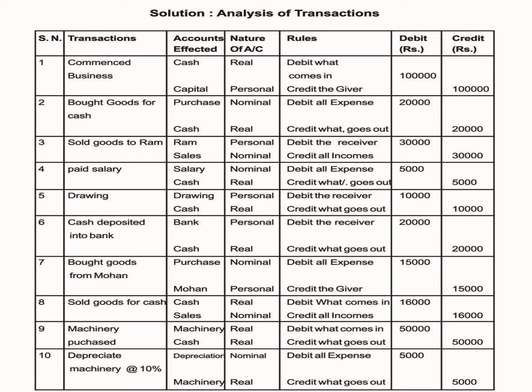In the ninth transaction, both machinery and cash are real accounts. Here the rules are debit what comes in and credit what goes out. The last transaction, depreciation is a nominal account. Here the rule is debit all expenses and losses. Machinery account is a real account. Here the rule is credit what goes out.